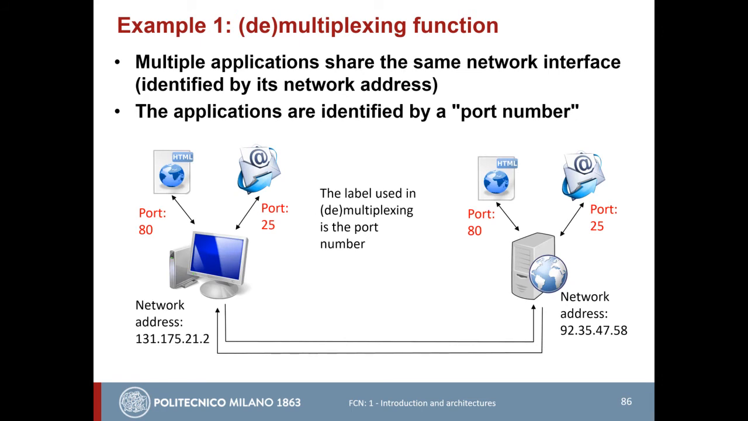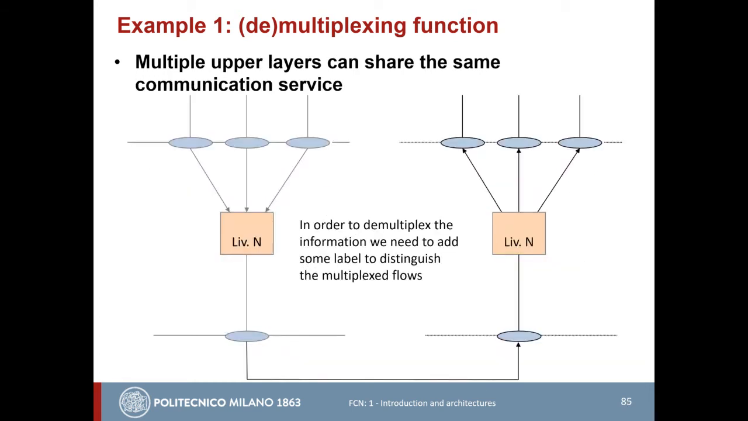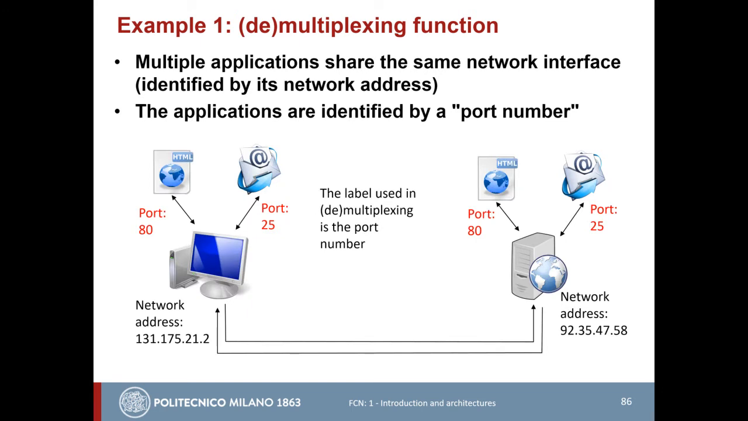In order to perform this operation in a correct way, you must identify these service access points in some way. So you must give them a label so that when, for example, the receiver receives all the multiplexed information, the entity at level n knows exactly where to send it, which specific service access point to send the information that has been received.